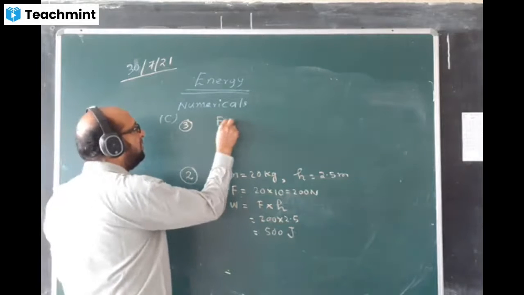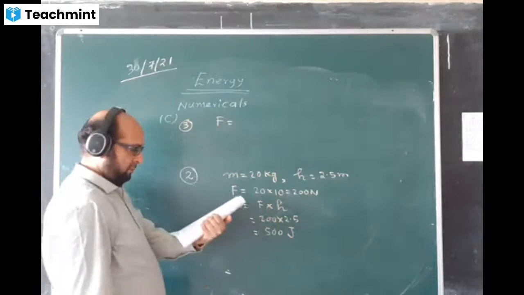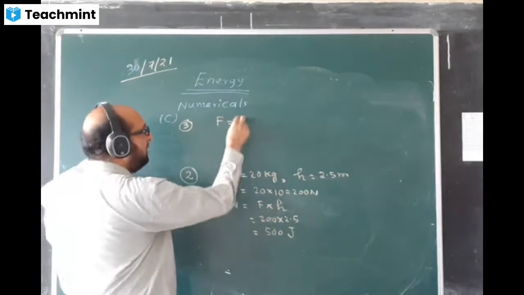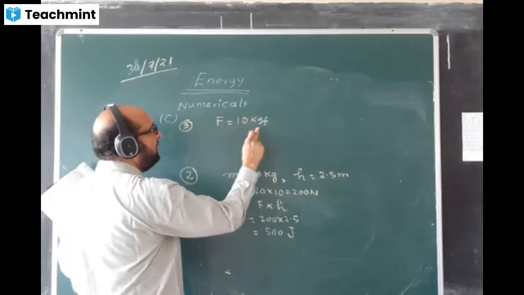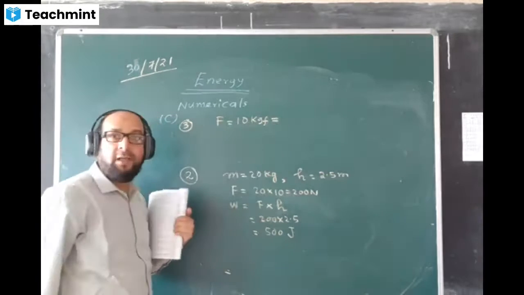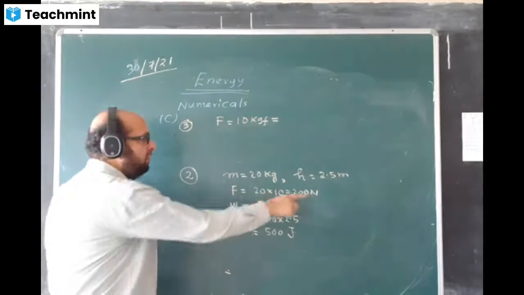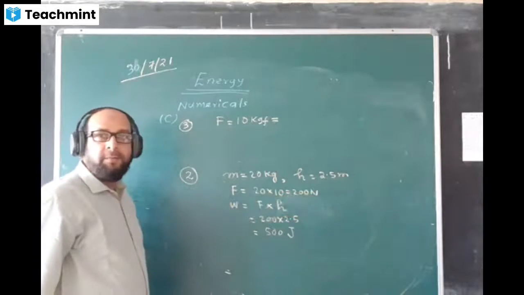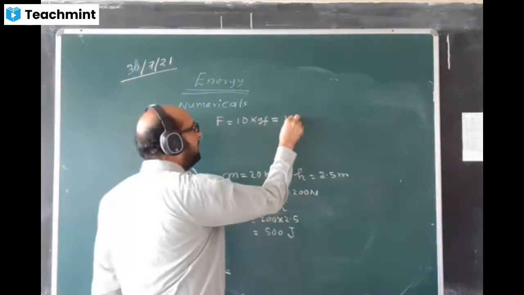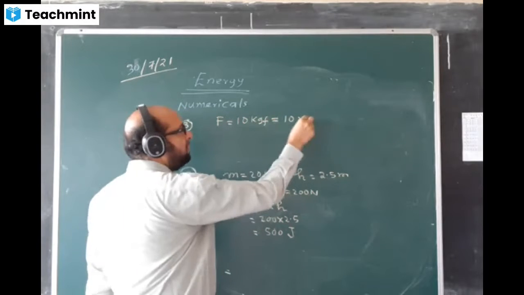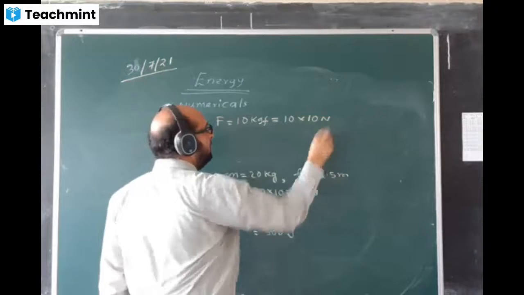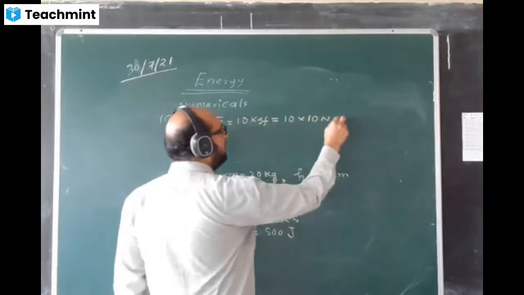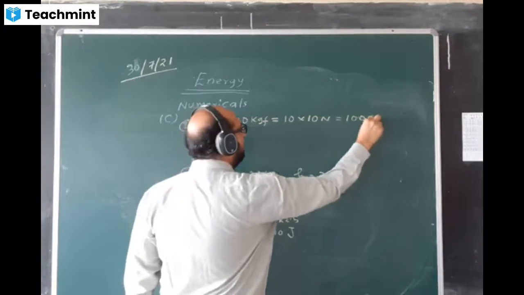I'll do it like this. Force is given in the question as 10 kgf. We'll change it into newton, because the SI unit of force is newton. Write 10 here as it is, and 1 kgf is how much newton? 10 newton. So 10 kgf will be into 10, this much newton. So write down the answer: 100 newton.